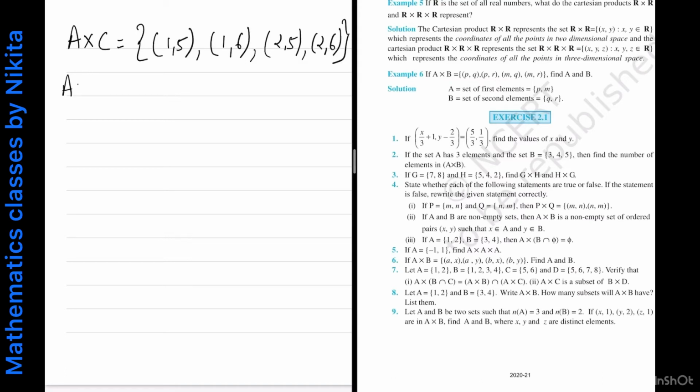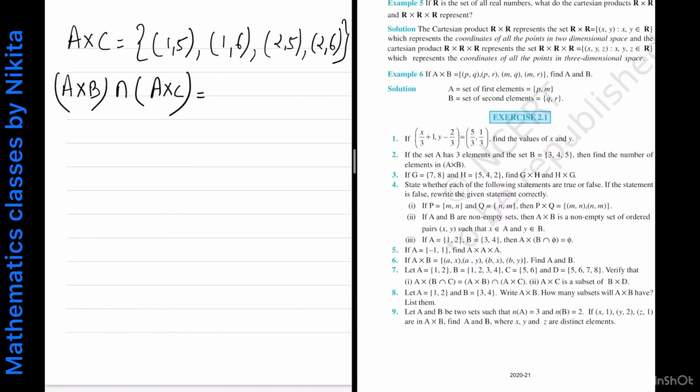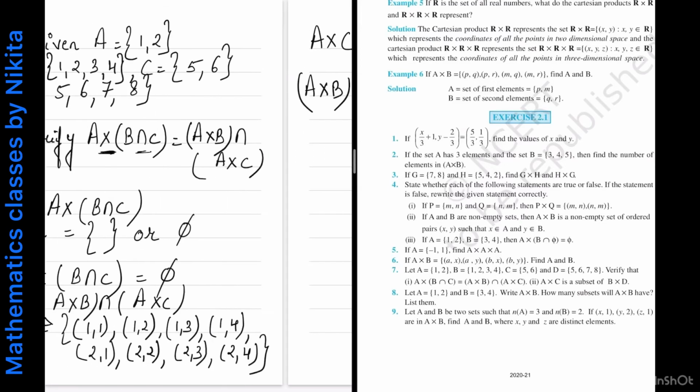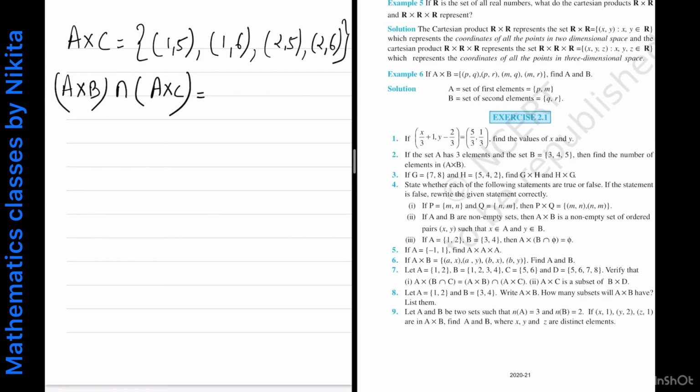Now let's find (A cross B) intersection with (A cross C). So you have to find the common elements in both. But you can see that there are no common elements, because here you have elements of the type (1,5), that is 1 is related to either 5 or 6 and 2 is related to either 5 or 6. But in A cross B we don't have the second elements as 5 and 6. So therefore this is equal to Phi. Hence you can see that both the left hand side and the right hand side are equal. So this is how you have to verify the question.